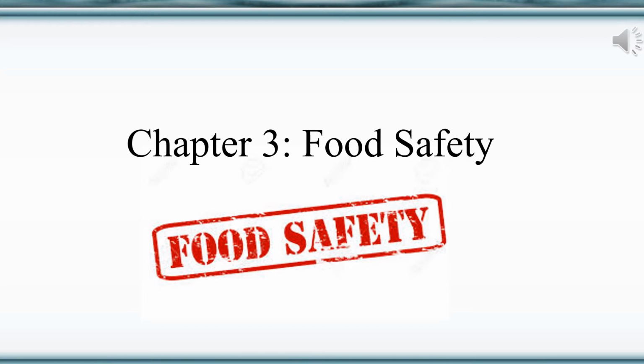Chapter 3 is food safety, and this is the second of two chapters for week 2. For this chapter, we will look at food contamination, learn what this is, and then what we can do to prevent food contamination from occurring.